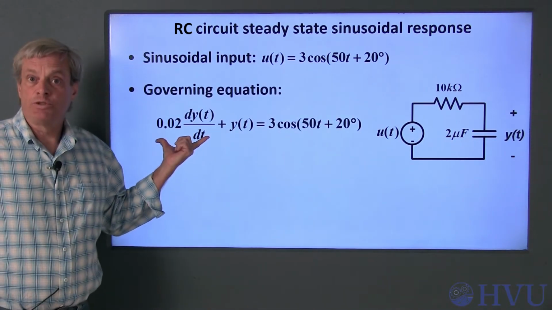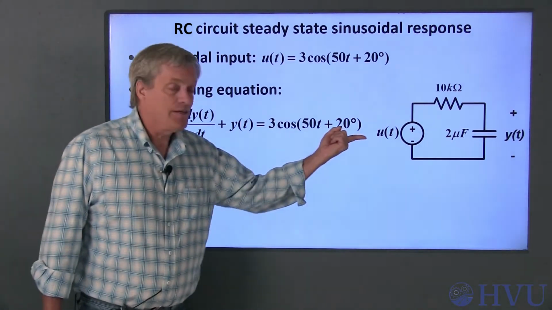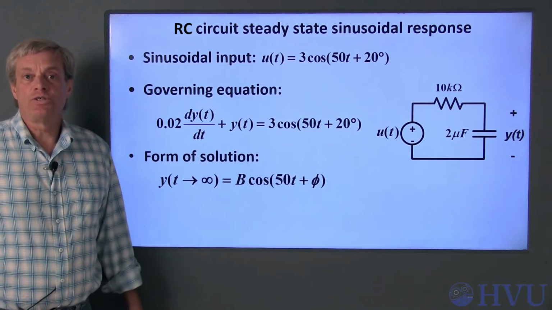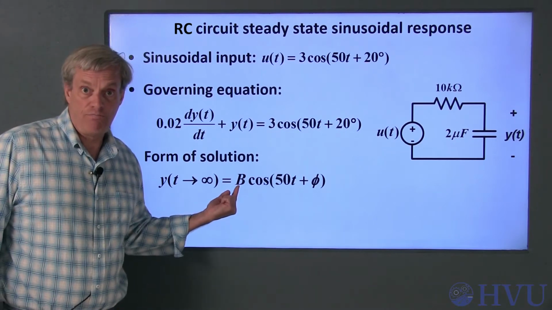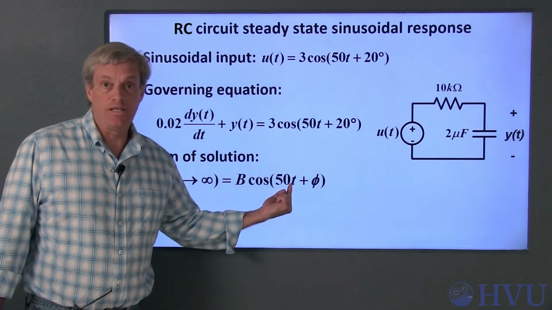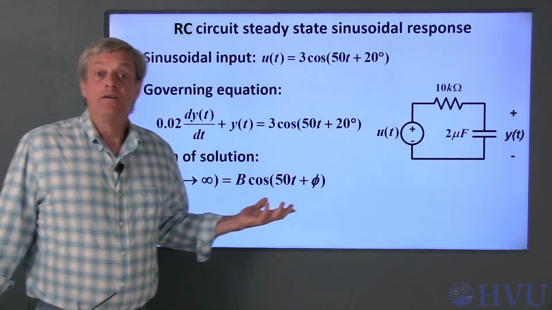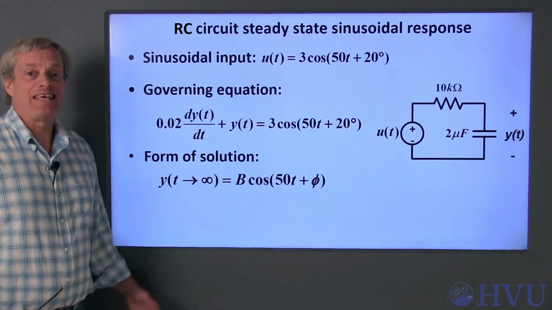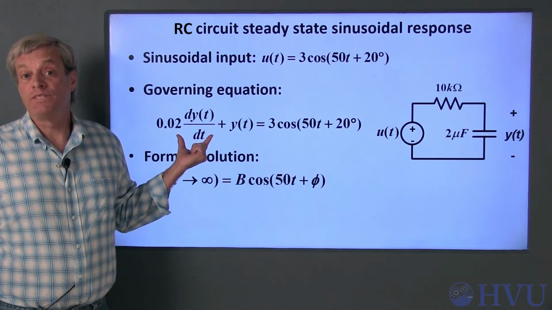This is the differential equation governing the system. This term is the voltage across the resistor, this is the voltage across the capacitor, and this is the input voltage. I'm just looking for the particular solution, and the form of this solution will be some unknown amplitude b times the cosine of 50t plus some unknown phase angle phi. The solution approach is similar to that for a constant input, except in this case the solution's not a constant and the derivatives don't become zero.